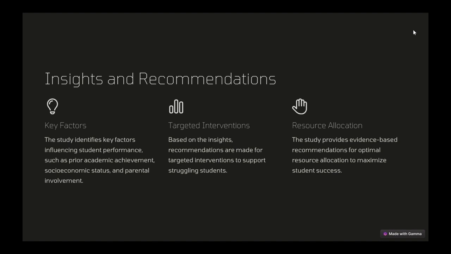Insights and recommendations. Key factors. The study identifies the key factors influencing student performance, such as prior academic achievement, socio-economic status, and parental involvement. Targeted interventions. Based on the insights, recommendations are made for targeted interventions to support struggling students. Resource allocation. The study provides evidence-based recommendations for optimal resource allocation to maximize student success.